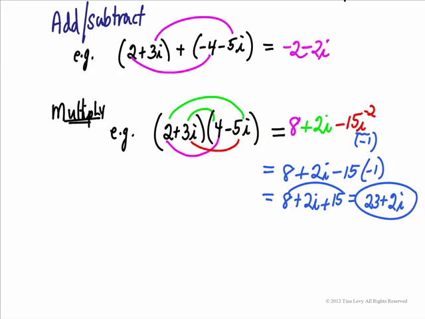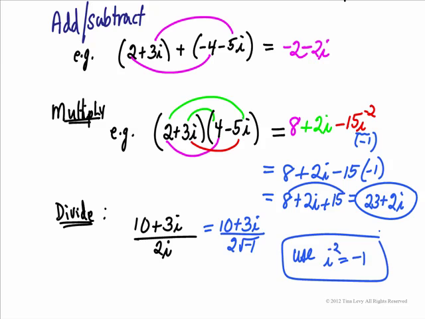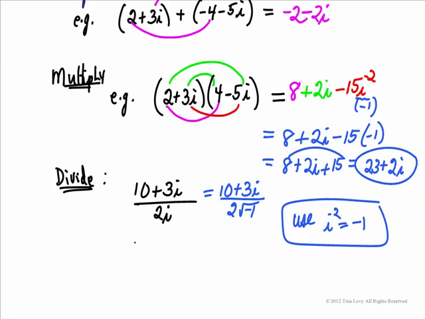Division becomes a little more complicated because i is really a square root. So if I said divide 10 plus 3i divided by 2i. This problem is really 10 plus 3i, but 2i is really 2 times the square root. And we will remember that we have to rationalize to get rid of the square root. But the way we're going to do that is we're going to use the fact that i squared is negative 1. To do this, we're going to multiply top and bottom by i.